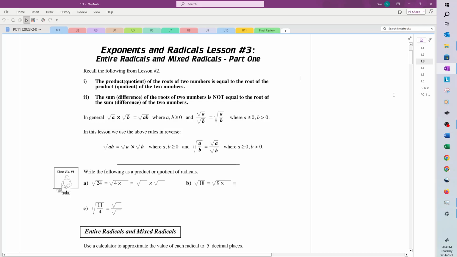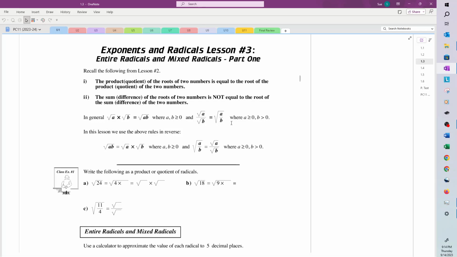All right, so just remembering from last class that you can multiply the roots of two numbers, and it's just like root A times root B equals root of A times B, as long as A and B are greater than or equal to 0. And that works for division as well, as long as your denominator is greater than 0, because of course you can't divide by 0. You can't add or subtract.